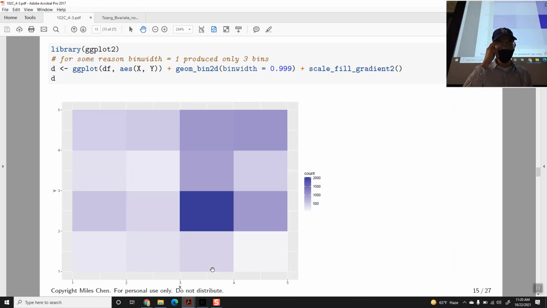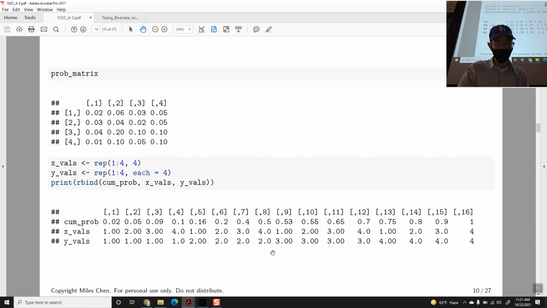And I can create a plot here, okay? And we can see this corner ends up being the lightest color. This is a little hard to read. The X ends up on the horizontal and the Y ends up on the vertical axis, okay? You have to imagine this being filled out.